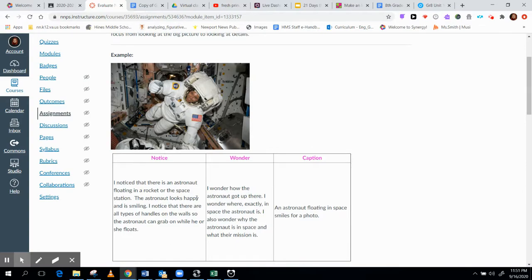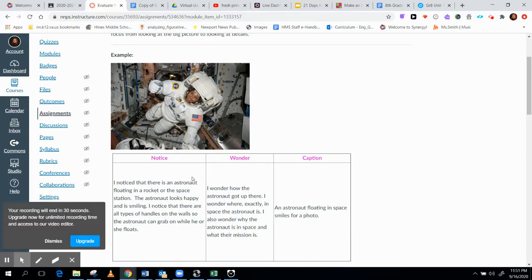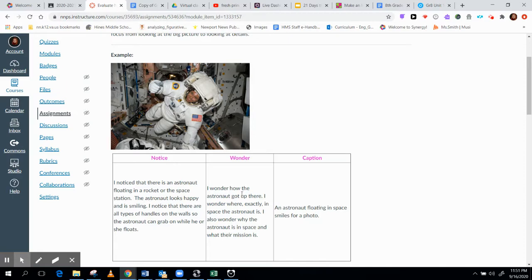I noticed an astronaut floating in space. I noticed that he or she looks happy because there's a smile and that there are handles on the wall. So some of my questions were, how did the astronaut get there? Where exactly in space is the astronaut? And what is the mission? And then my caption was, an astronaut floating in space smiles for a photo.